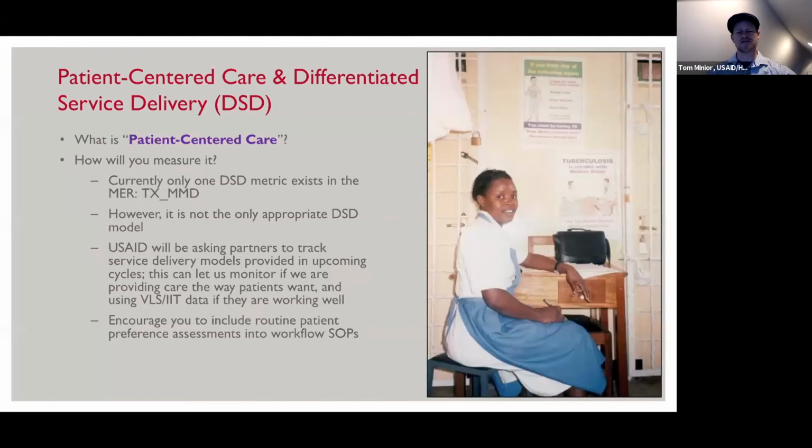So we'd like to survey our patients periodically on what types of services they need, be able to categorize them in some way, and then monitor the viral load suppression and the continuity of treatment for those different models. So there are going to be some custom indicators coming down the pike. We haven't finalized them yet, but they'll hopefully be simple enough to try to track this and really find out if we are providing truly patient-centered care. Next slide.